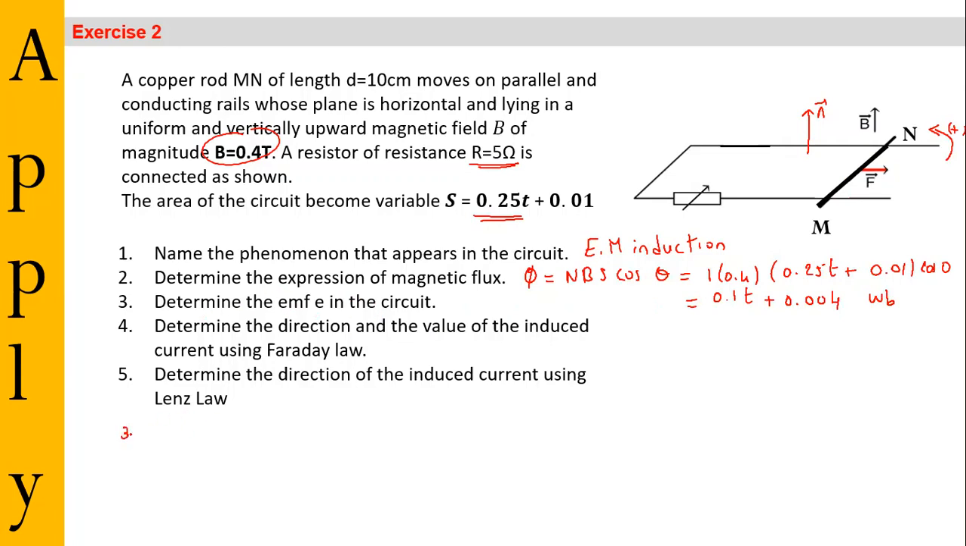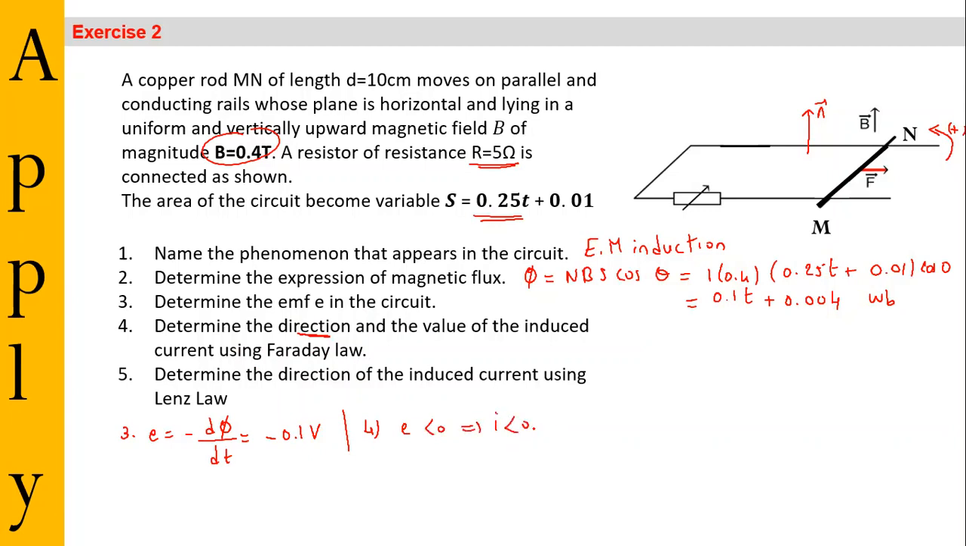Part 3, determine the electromotive force in the circuit. Here in this part, I have E equal minus d phi over dt. I do the derivative, then we get E equal minus 0.1 volt. Part 4, determine the direction and the value of the induced current. If I want to find the direction first, I look here, I have E negative. This means the current also is negative.